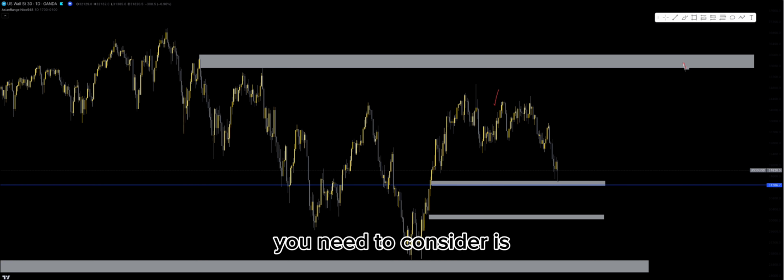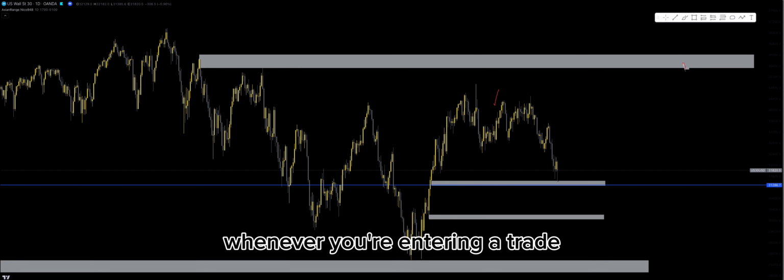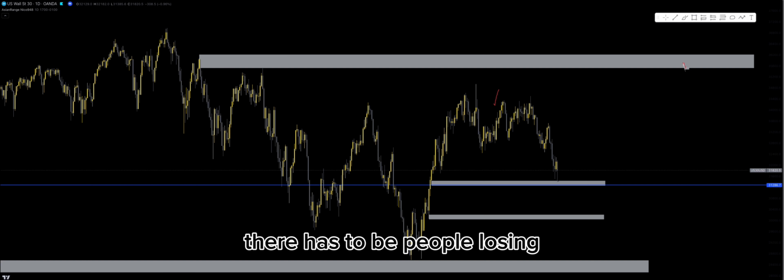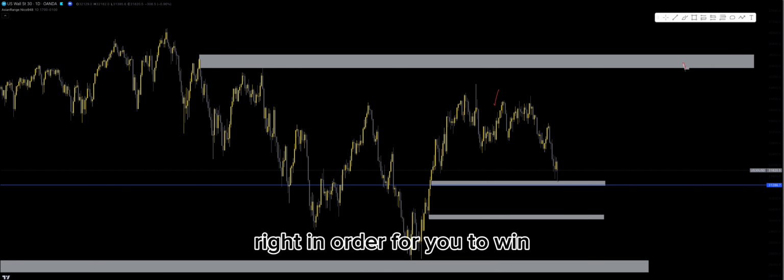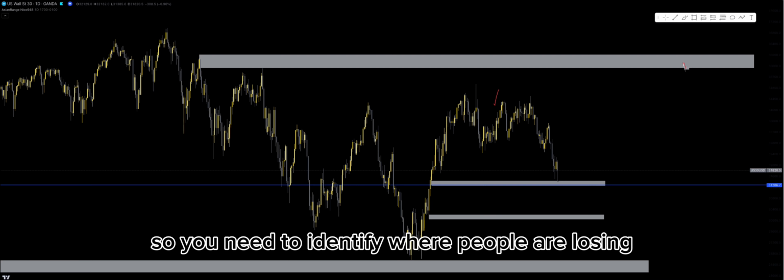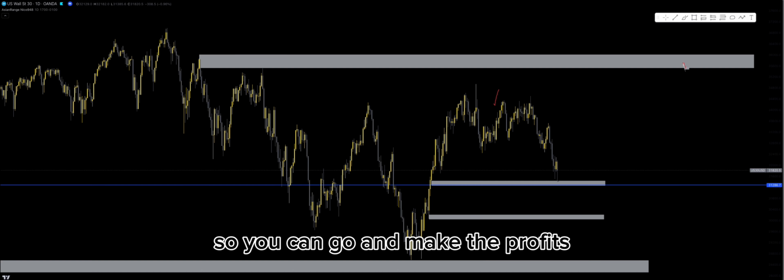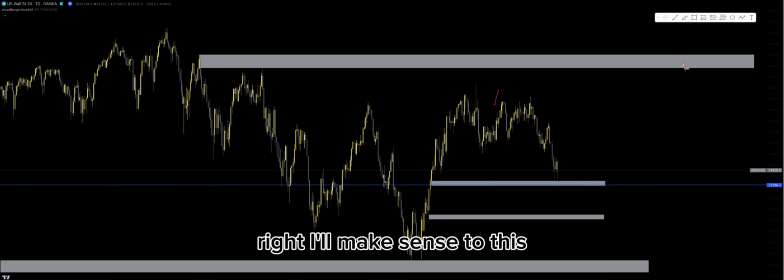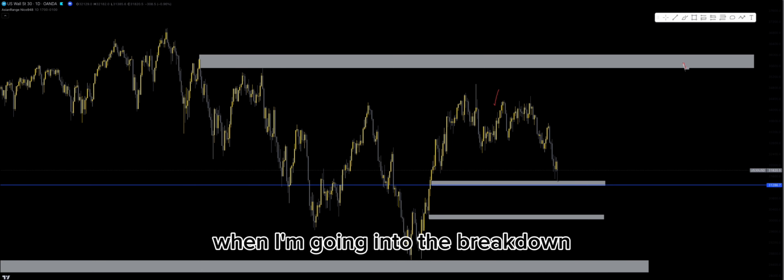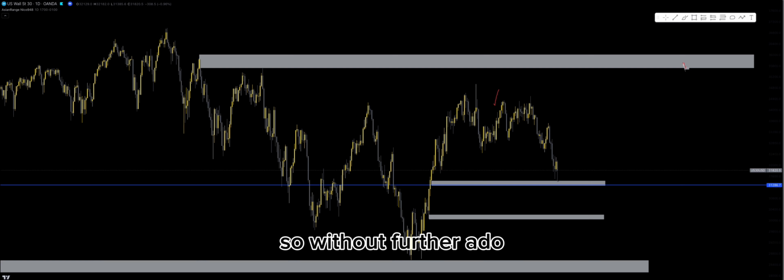Another thing you need to consider is whenever you're entering a trade, there has to be people losing, right? In order for you to win. If people are not losing, you're often going to be the one that takes that loss. So you need to identify where people are losing so you can go and make the profits, right? I'll make sense of this when I'm getting into the breakdown. So without further ado, let's get into it.